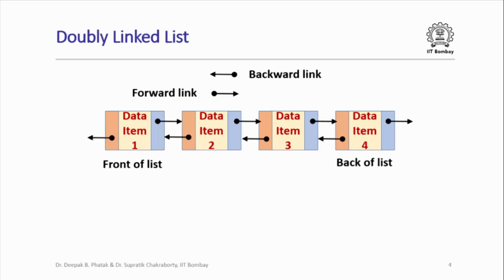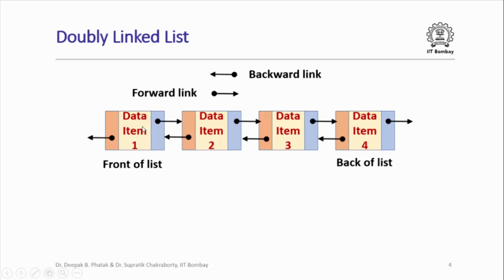Now, the template class list actually represents doubly linked lists. So let us first try to understand what doubly linked lists are. A doubly linked list is basically a data structure or representation of information in which different data items are linked to each other. So here I have 4 different data items which are represented by these rectangles in the middle, and I will call this the front of the list and I'll call this the back of the list.